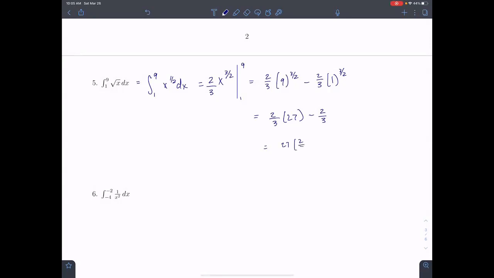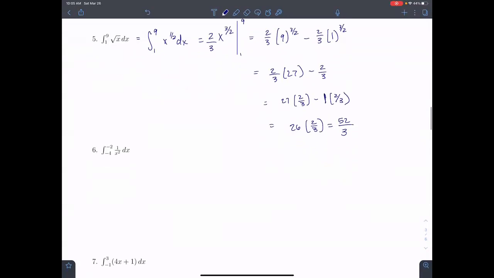27 times 2/3 minus 1 times 2/3. So that is 26 times 2/3. Just do this in your calculator, but I don't have one right now. 26 times 2 is 52 divided by 3.